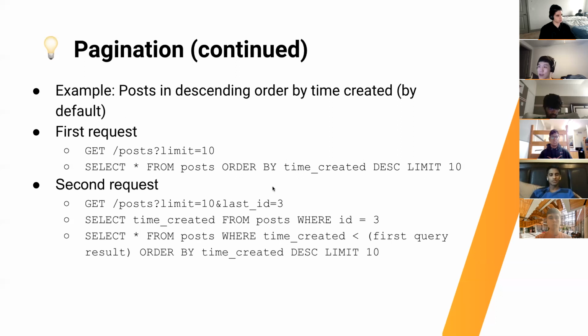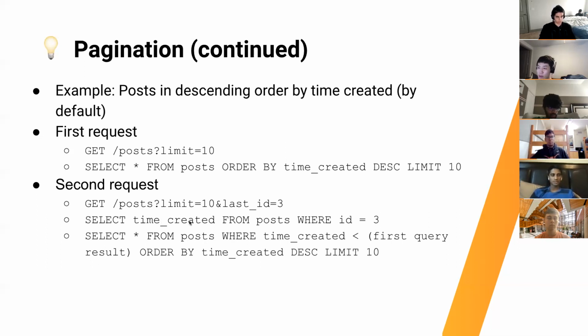And then for your second page, you would look at your first page and figure out which was the last ID. Then you send in the last ID as a query string. In the backend, since it's ordered by time created descending, you would first figure out, with that ID, what the time created of that last post you returned was.